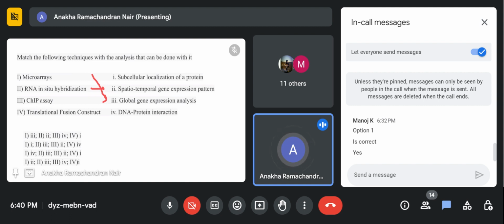ChIP assay was the chromatin immunoprecipitation, that is this DNA protein interaction, and the last one was translation fusion construct, which is subcellular localization of a protein. Once you have that GFP, wherever in the cell you find this GFP, you can understand that your protein of interest is usually localized there. So that is the correct answer.